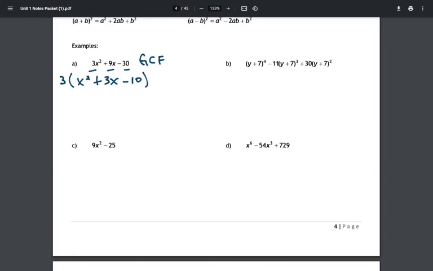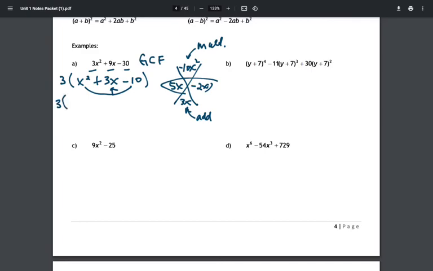All right, a lot of you use the big X method or whatever. You multiply your x squared and your negative 10, and you get negative 10x squared. And then your middle term is that 3x. So we're looking for two things that multiply to give me the negative 10x squared, and two things that add to give me the 3x. So what I would choose is a positive 5x and a negative 2x, because they multiply to be negative 10x squared and they add to be 3x. And then what I'm going to do is replace that 3x with those two terms. So that's going to be 3 times x squared plus 5x minus 2x minus 10.